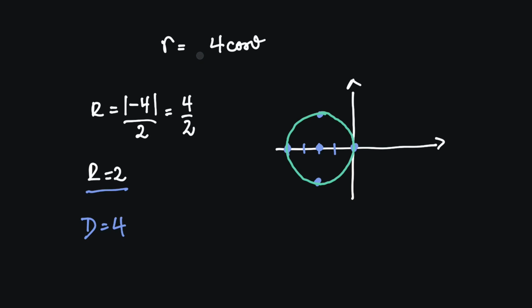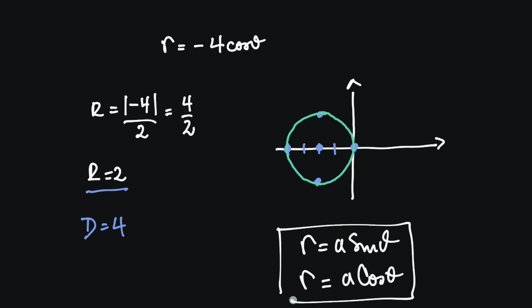If it was positive, it would be basically the same circle, but drawn on the right side. But we don't have that. We have negative 4 cosine of theta. That's how you draw circles. Every time that you have r equals something times sine of theta, or r equals something times cosine of theta, then you will have circles. Remember that. This is everything for this video.